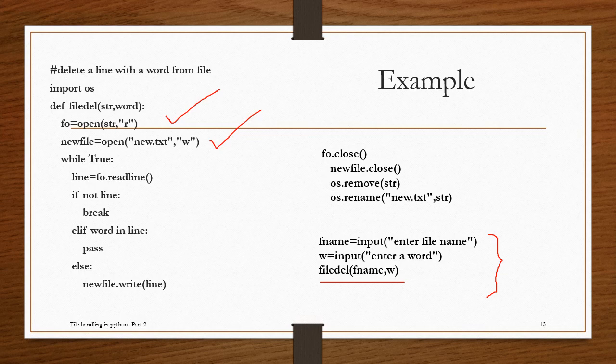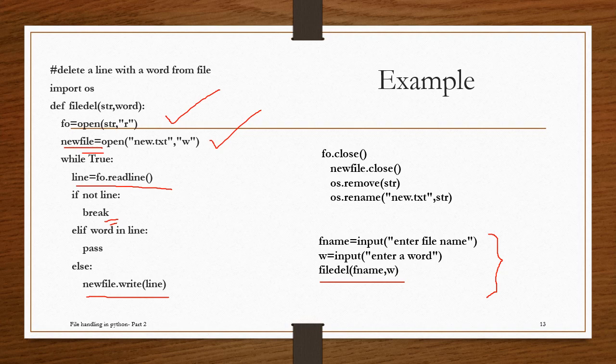While True, this loop will execute while the value is true. We are reading each and every line from the file which is opened in read mode, and we are checking a few conditions. We are checking if not line. If it is not a line, we break from the while loop. Else if word in line, we can pass, do nothing. Else, what we have to do? If it is a line, we are writing that particular line to the new file, new file.write(line).